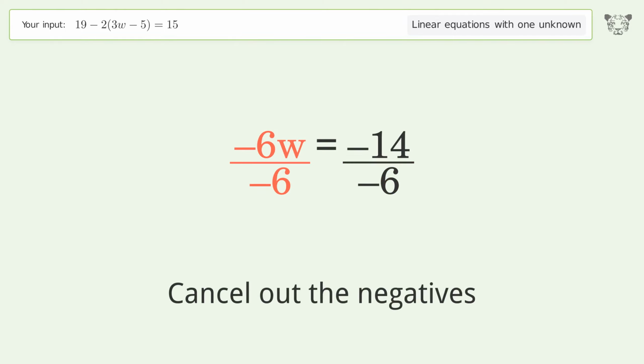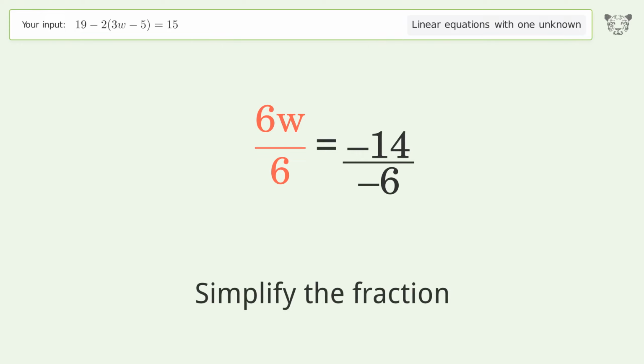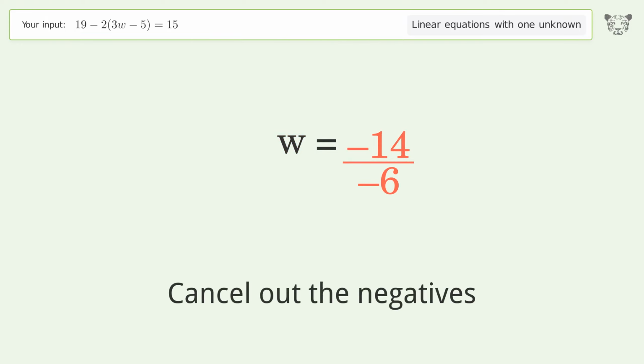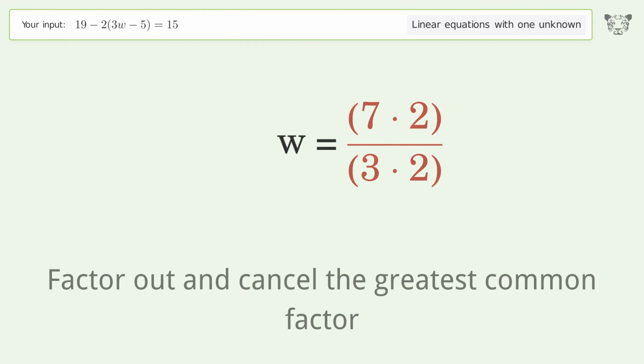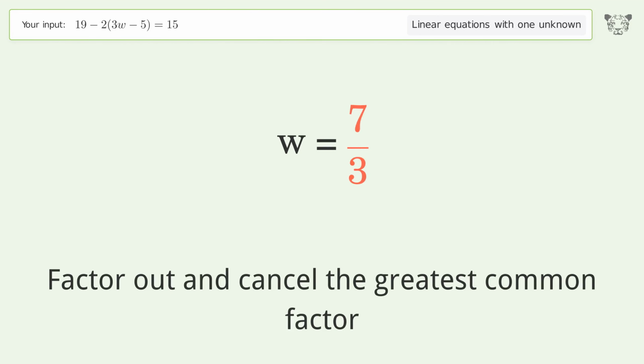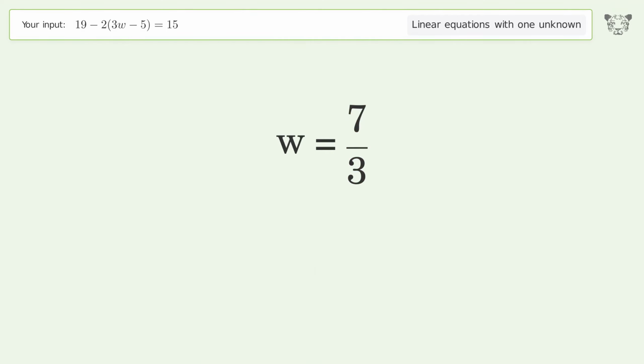Cancel out the negatives. Simplify the fraction. Cancel out the negatives. Find the greatest common factor of the numerator and denominator. Factor out and cancel the greatest common factor. And so the final result is w equals 7/3.